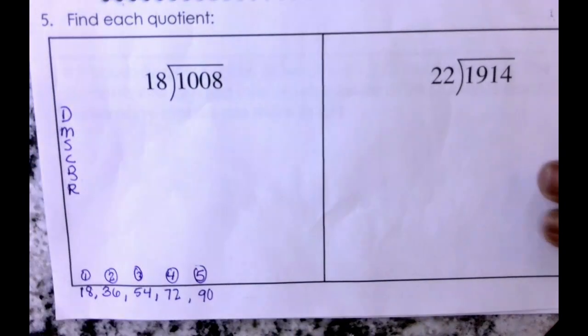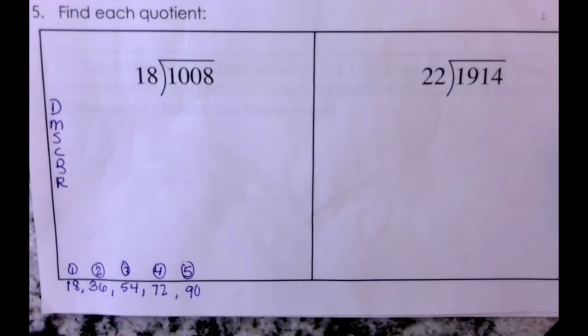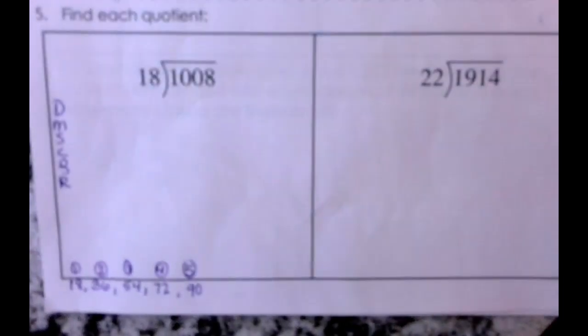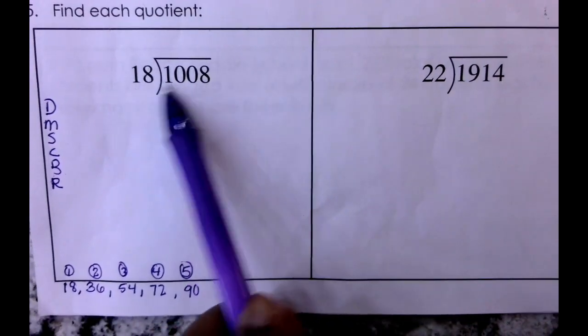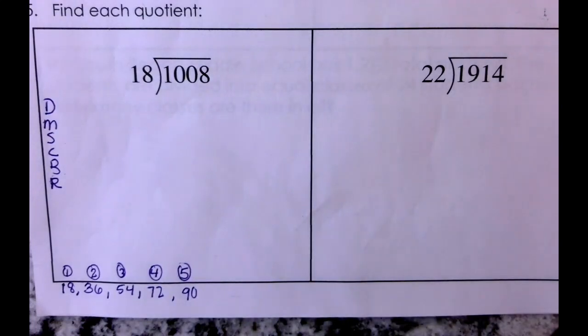And I'm going to check myself off as I go through these steps just to ensure that I'm hitting them all. Okay? Alright, now, when we're starting, we don't know how many 18s we can get out of 1008. 1008 is a very large number, so we're going to break 1008 down digit by digit.